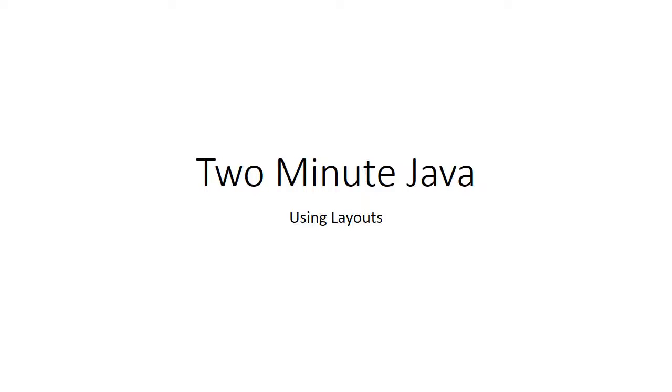In this 2-minute Java lesson, we'll talk about using layouts. Layouts allow you to specify where the controls might appear in your graphical user interface. So if you set up a program and you want the buttons to appear in a specific place, a layout will allow you to arrange them appropriately.